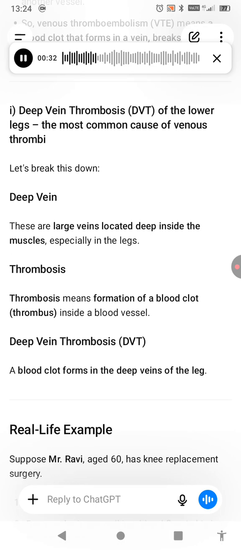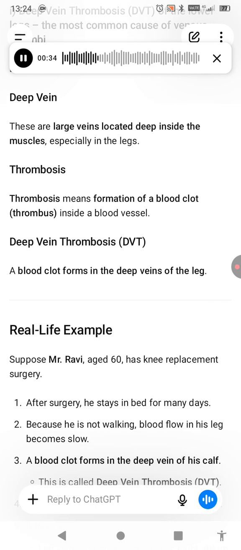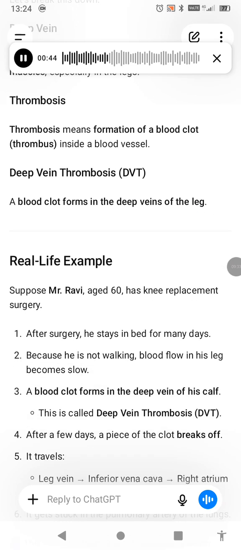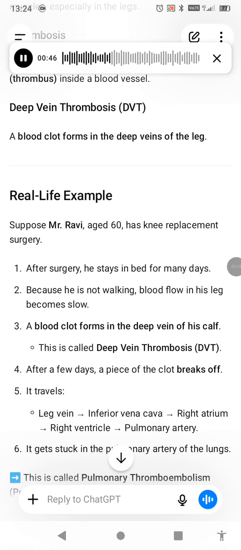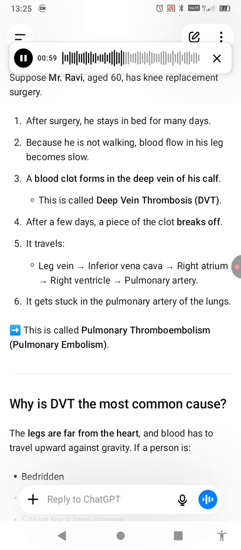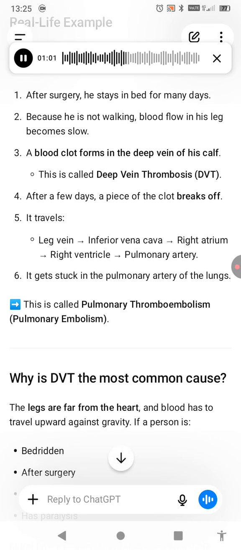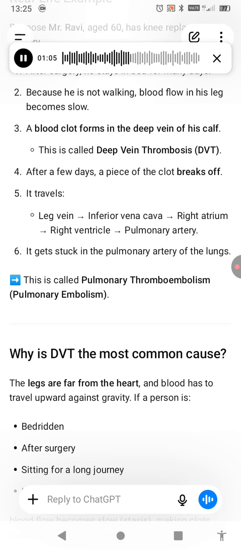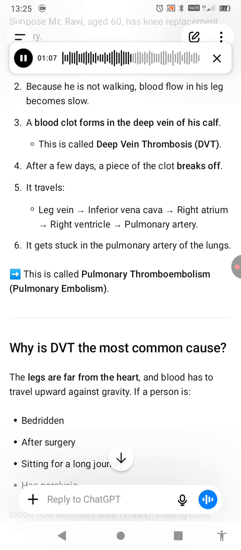Let's break this down. Deep veins are large veins. Thrombosis is the formation of a blood thrombus inside a blood vessel. Deep vein thrombosis, DVT, is a blood clot that forms in the deep veins of the leg. Real life example, a 60-year-old has knee replacement surgery. 1. After surgery, he stays in bed for many days. 2. Because he is not walking, blood flow in his leg becomes slow. 3. A blood clot forms in the deep vein of his calf. This is called deep vein thrombosis, DVT.